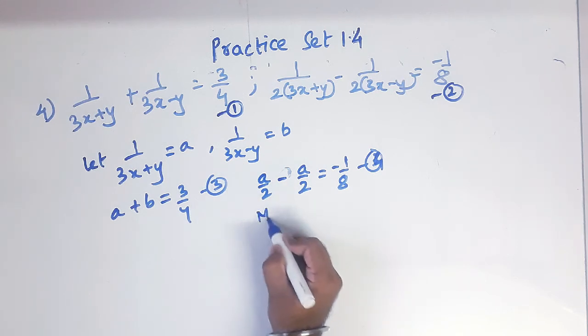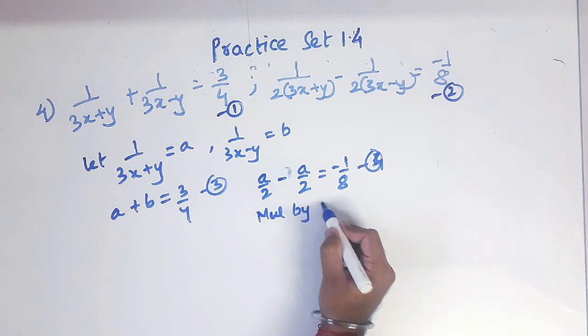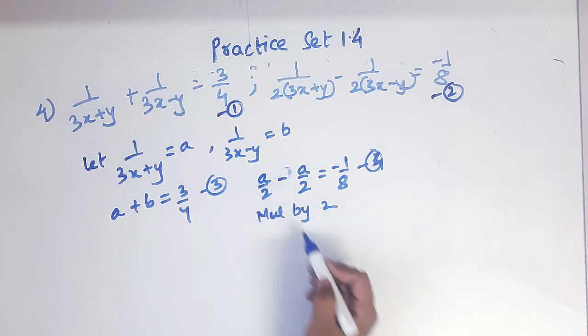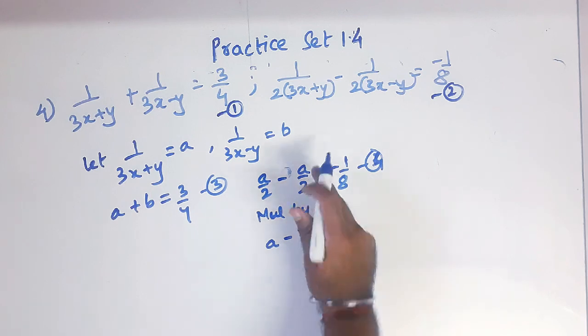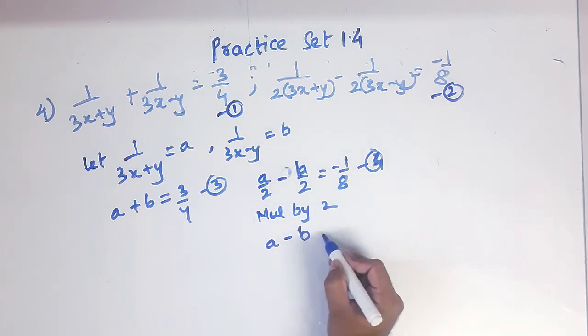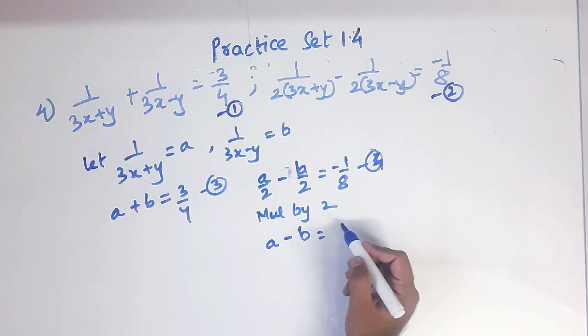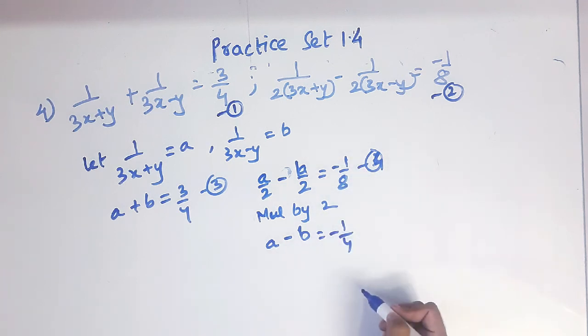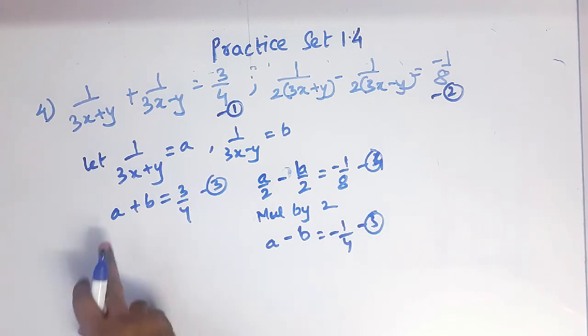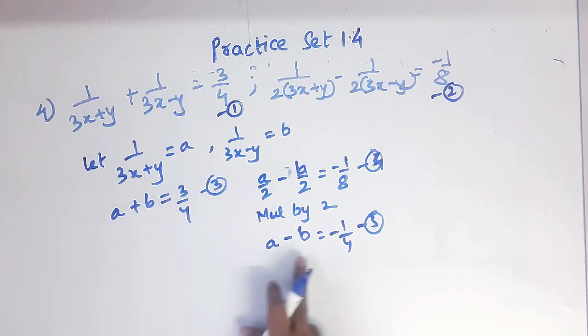So it is very easy. I'll multiply this by 2. If I multiply by 2, 2 will go away. This will become a minus b, okay, this is b, I beg your pardon, equals to, if I multiply this by 2, this will become minus 1 upon 4. Okay, 2 ones are 2, 2 fours are 8. So I got a new equation number 5. So a plus b equals to 3 upon 4, a minus b equals to minus 1 upon 4.